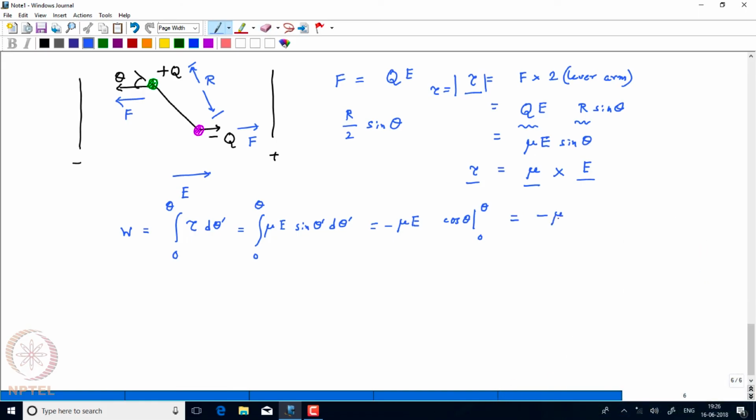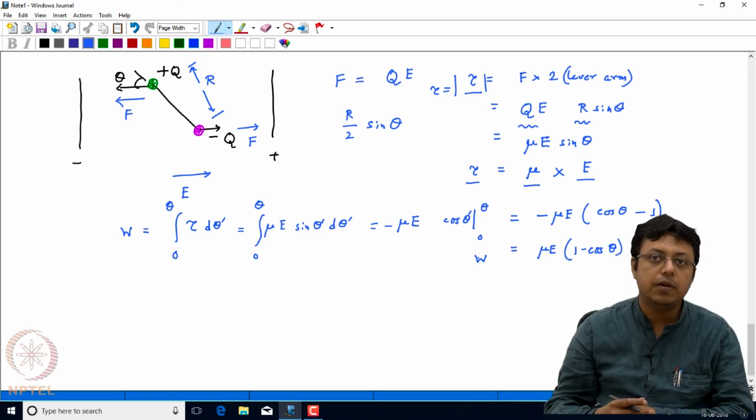So, it is minus mu E times: at the upper limit theta we have cos theta prime, and at the lower limit 0, cos theta is 1. So, the value of the integral, the work done, is mu E into 1 minus cos theta. That is the work done, and this work done will be stored as the potential energy of the system.